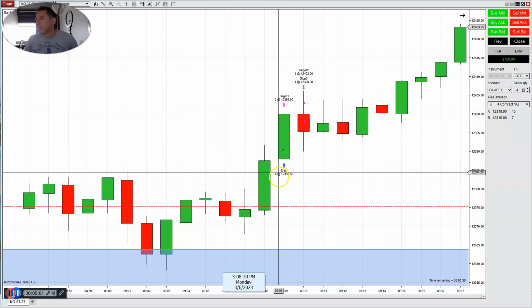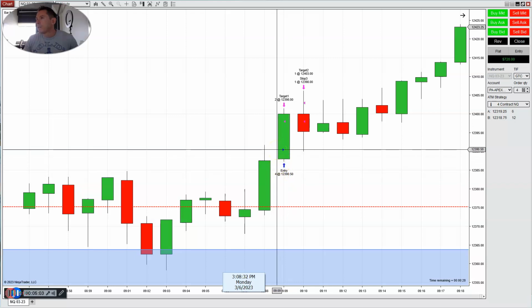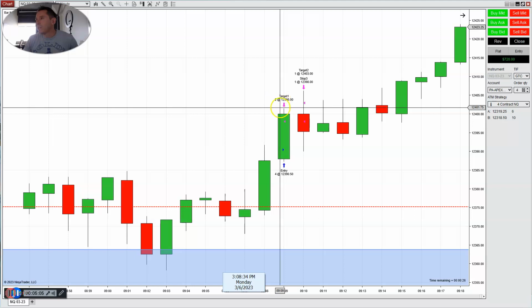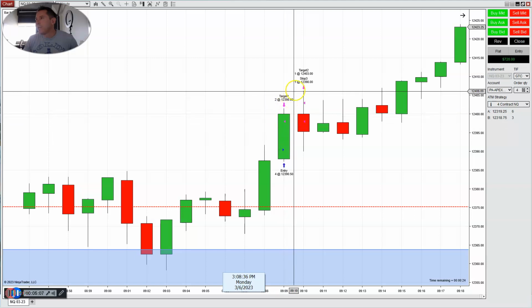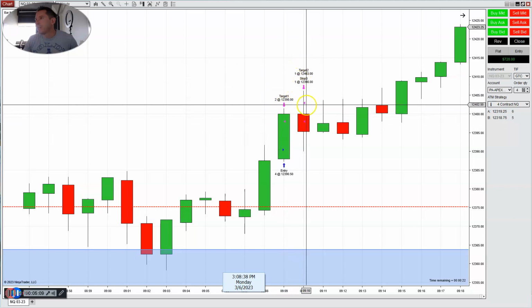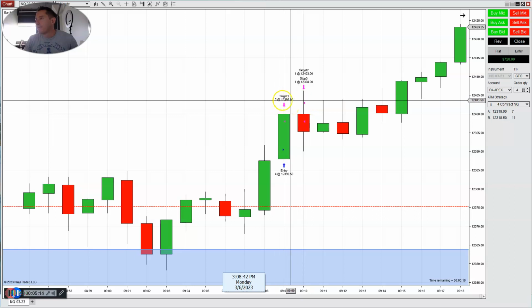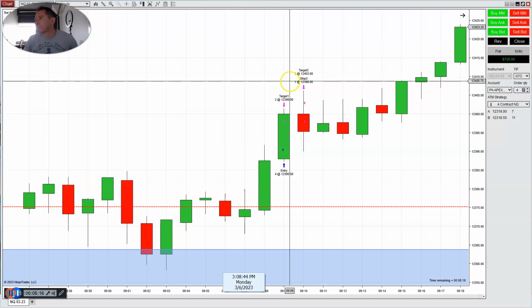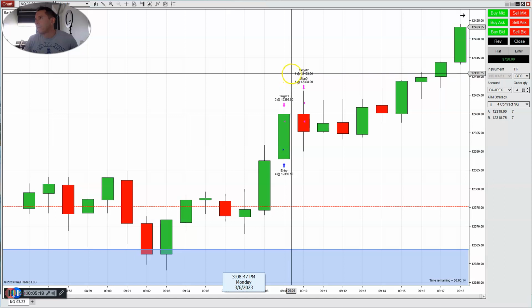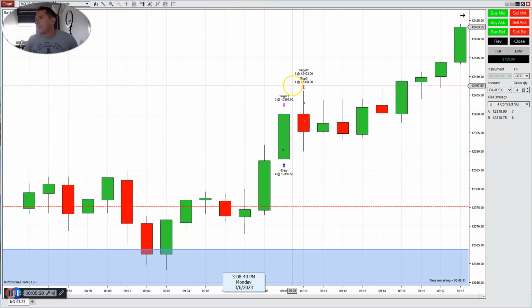Our entry, as you guys can see here, it was right there. So we got the first target hit. You guys can see here, this was the first target hit. Then we got the second target hit, and then my first, second, and then my third target was... let me see how this worked.